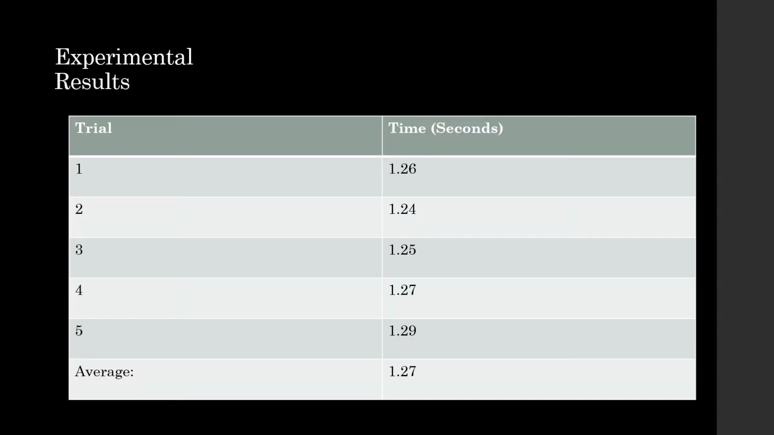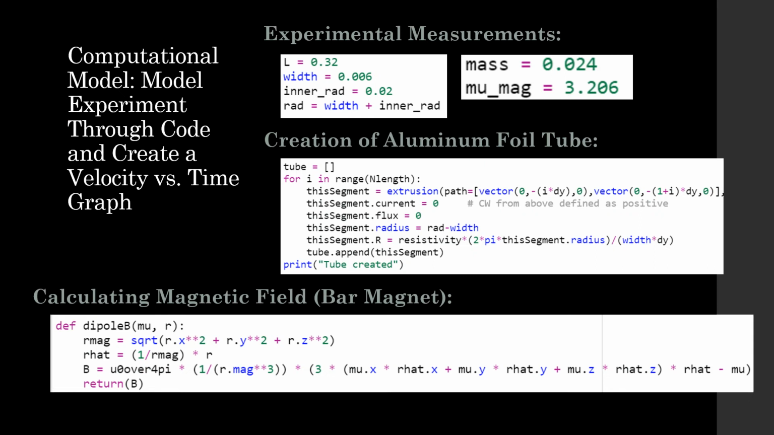We carried out these procedures 5 times, and I recorded the time for each trial and found the average time that the bar magnet took to fall through the tube to be 1.27 seconds. We then created a computational model for this experiment using the GlowScript IDE, and it created a velocity versus time graph of the falling magnet.